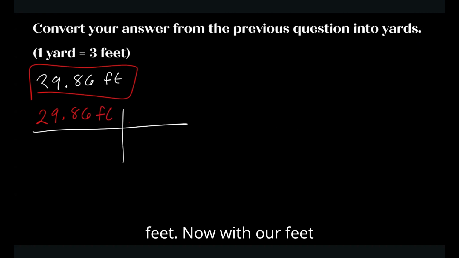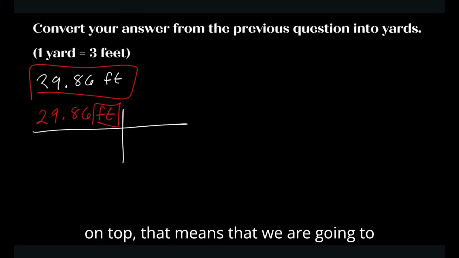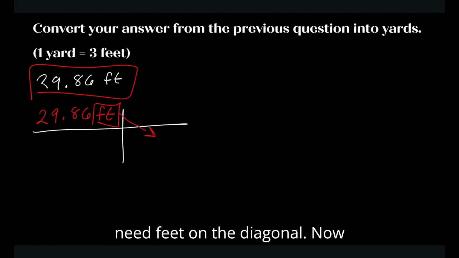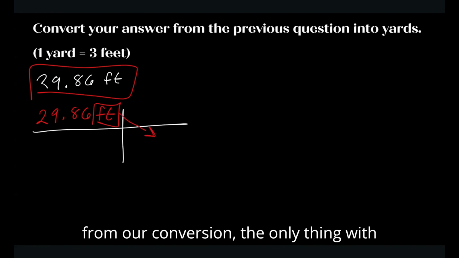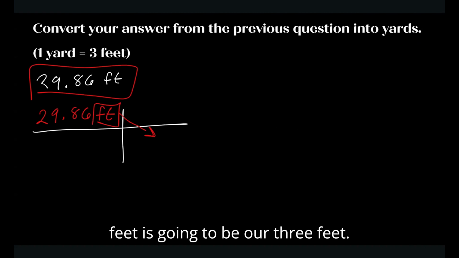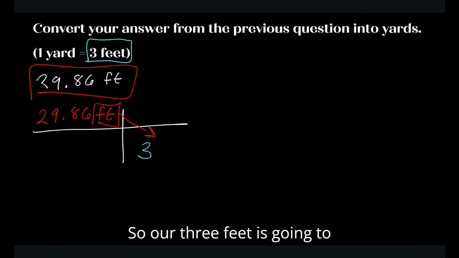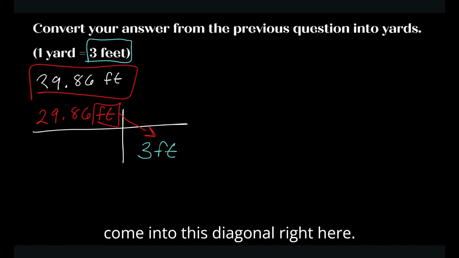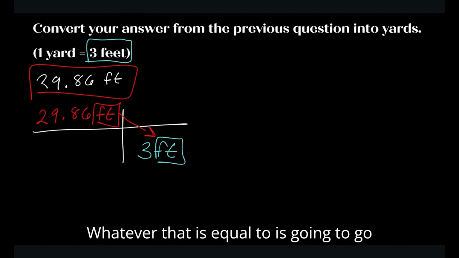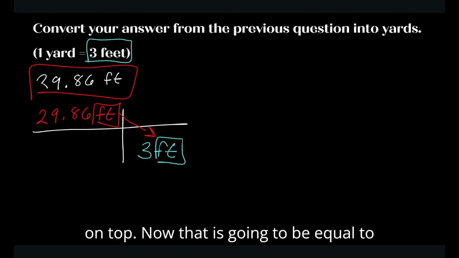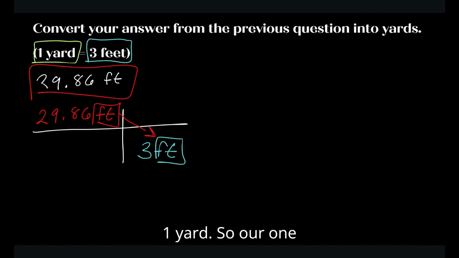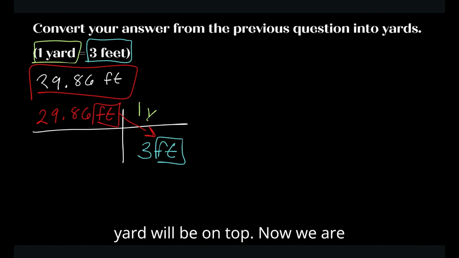So this will be our 29.86 feet. Now, with our feet on top, that means that we are going to need feet on the diagonal. Now, from our conversion, the only thing with feet is going to be our 3 feet. So our 3 feet is going to come into this diagonal right here. Whatever that is equal to is going to go on top. Now that is going to be equal to 1 yard. So our 1 yard will be on top.